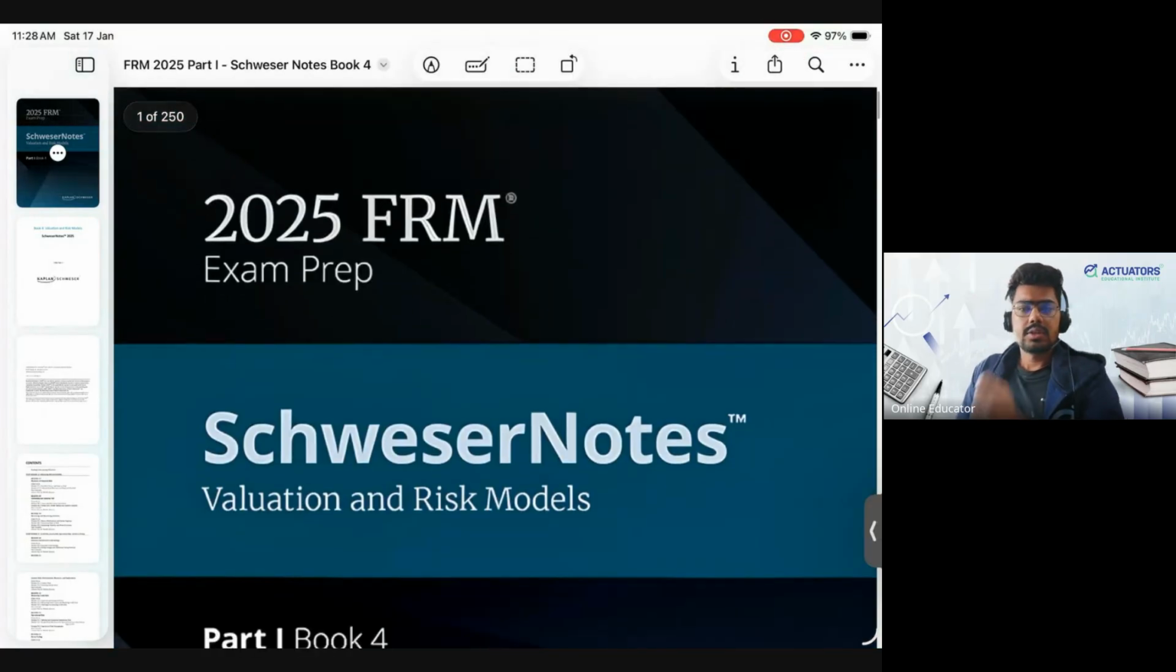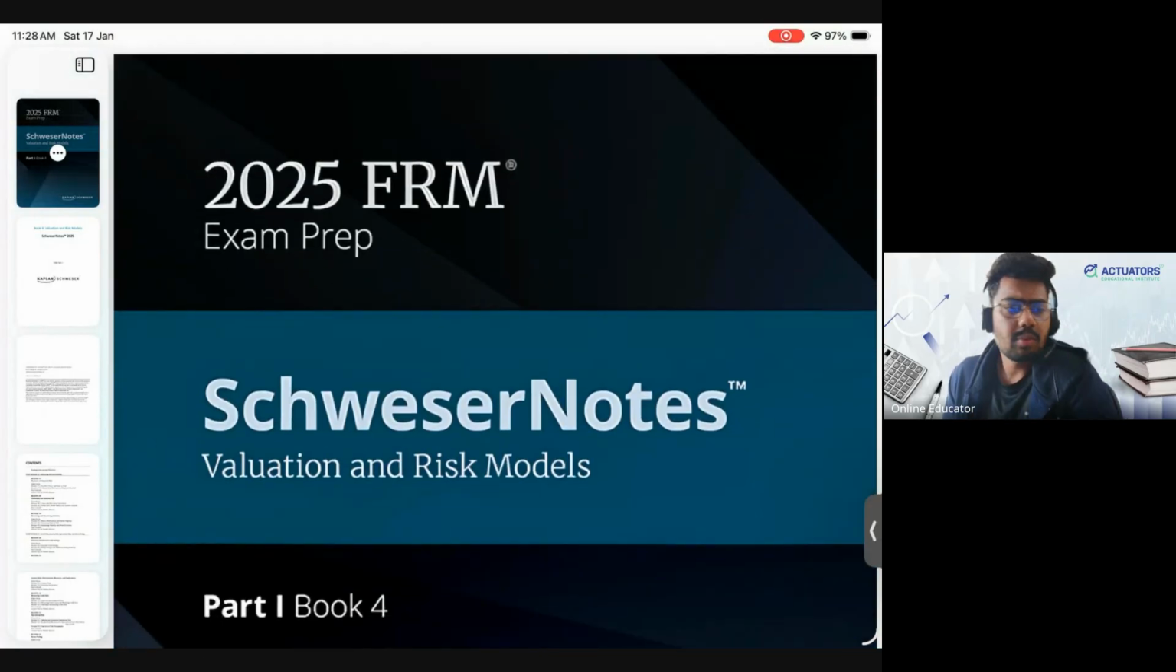Right. So in Book 4 of FRM Part 1, we are talking about two items. One is valuation and another is risk models. And these are the two things that we are going to focus on. Now, by valuation, what we mean is, we need to understand how to calculate the present value. आज क्या वैल्यू है उस चीज का, एक बॉन्ड का, एक सिक्योरिटी का, एक एसेट का. What metrics are used to calculate the value of that security.